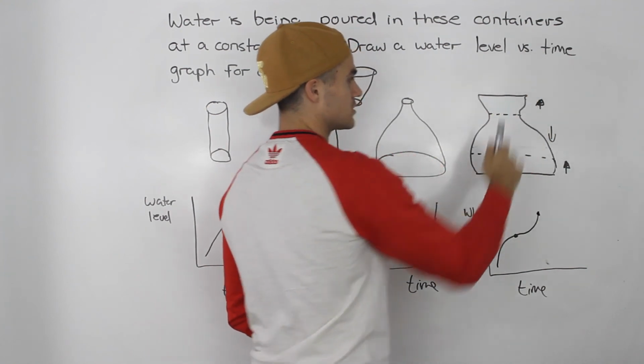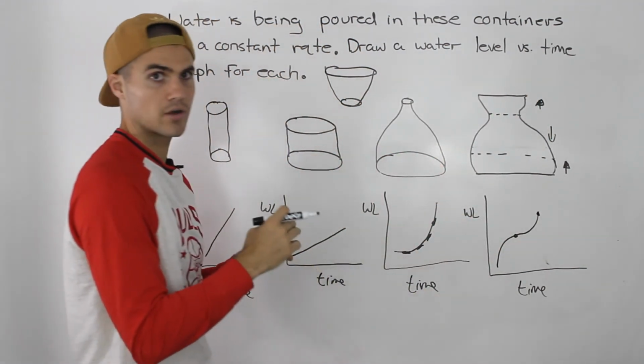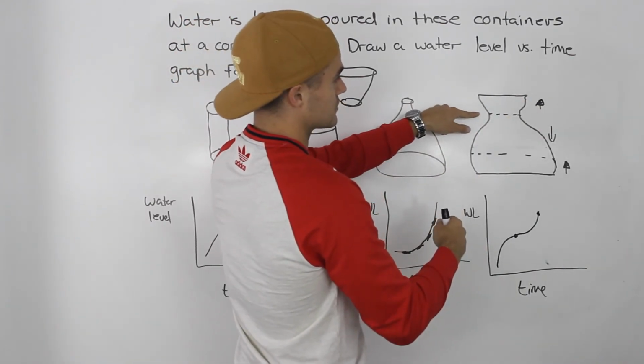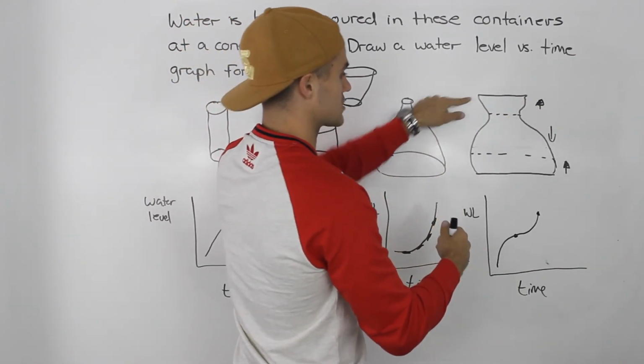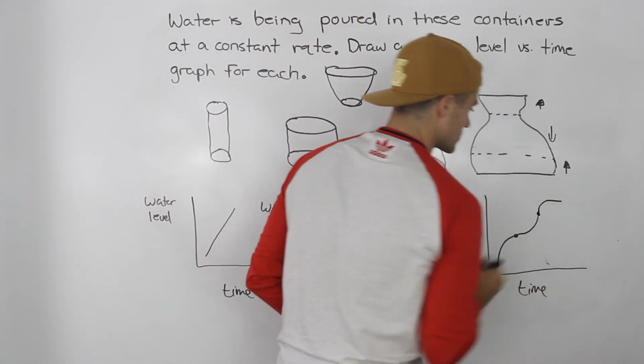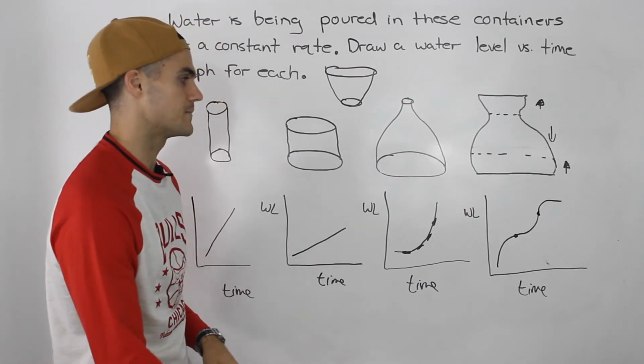And then, let's say at this point in time, somewhere over here, we reach this portion of the container, water still being poured in, but now the diameter is increasing again, meaning that the water level is going to rise up slower and slower and slower. So the water level is still going to rise up, but it's going to be slower and slower, so it's going to look something like that.